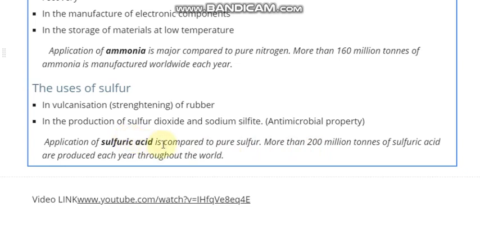And we can say that almost all other chemical products require sulfuric acid, or we can claim that almost every manufactured product requires the use of sulfuric acid at some stage.